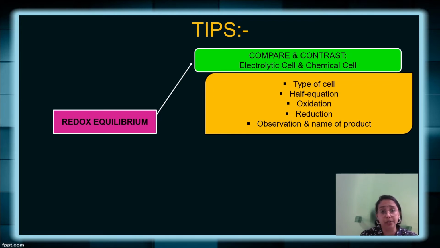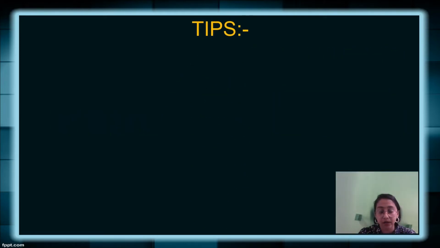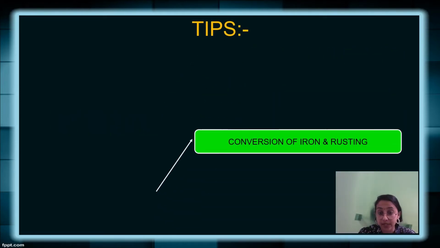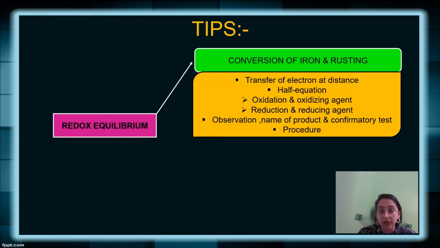You're only able to deduce the correct observation by knowing the product formed. So to determine the product formed, you should be able to determine the discharge of the ions based on the correct factor. Besides the electrolytic cell and voltaic cell, there's another part you have to focus on: the conversion of iron(II) to iron(III) and vice versa, and also the process of rusting. When we are talking about these, the very important thing to focus on is the process involved, especially the transfer of electrons during the conversions.